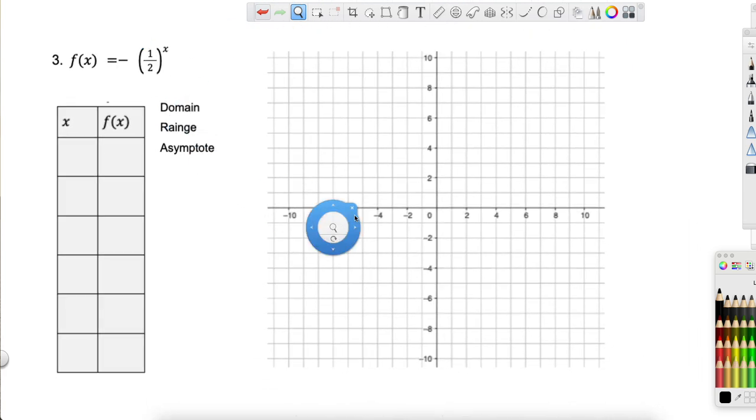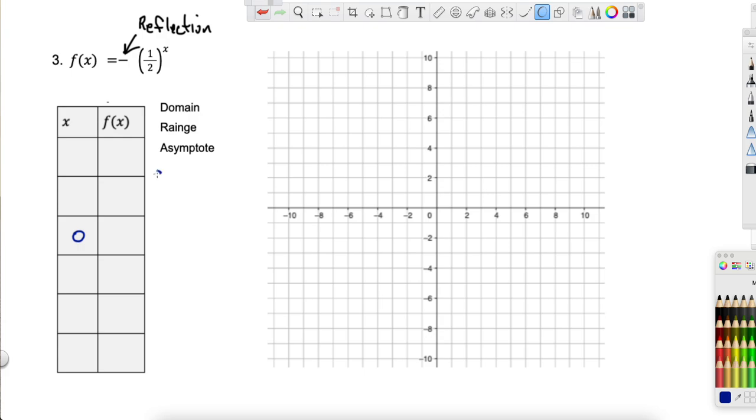All right, next one here, we've got a negative happening right here. So what's that going to do? Well, this negative is going to give us some sort of reflection. Okay? We did 1/2 to the x already in the notes, I believe. So let's start off with 0 again for x to get our anchor point. And let's see what happens.